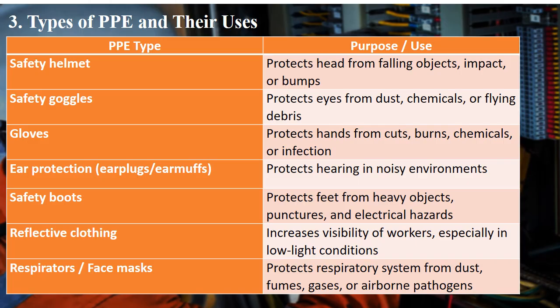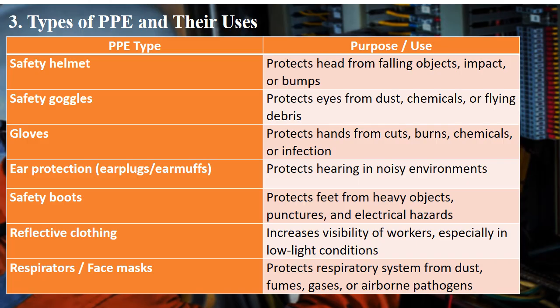Safety goggles protect eyes from dust, chemicals or flying debris. Debris is another term for rubbish; in engineering technical terms, they say debris. Gloves protect hands from cuts, burns, chemicals or infection. Ear protection, earplugs or earmuffs, protects ears in a noisy environment. Safety boots protect feet from heavy objects, punctures and electrical hazards. Sometimes boots will save your life, especially when you're working with electrical.